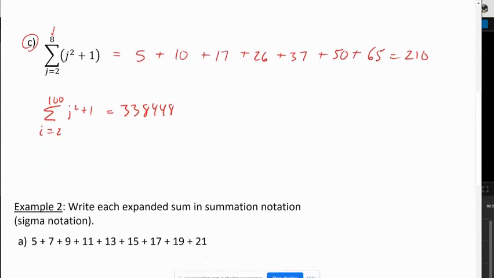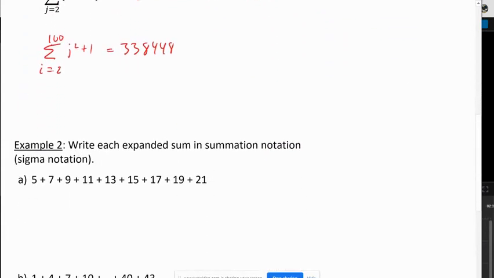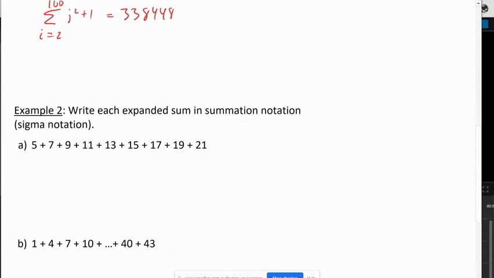Okay, the next part of our lesson is to go the other direction and take an expanded sum and write it using summation notation or sigma notation. Those words are synonymous. They mean the same thing. So in this one, by the way, there are infinitely many ways of doing these depending on what we start for our index. And so one way that we could do this is realize, okay, it's going up by 2 each time. So it's a linear expression.